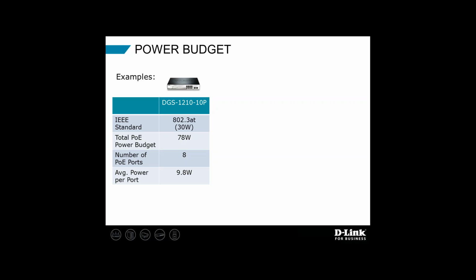But if I were level loading the power just on average, and I do the math, 78 divided by 8, roughly about 9.8 or 10 watts this particular switch could provide across its 8 ports. And again, 10 watts for my home network is more than adequate to power my IP cameras.